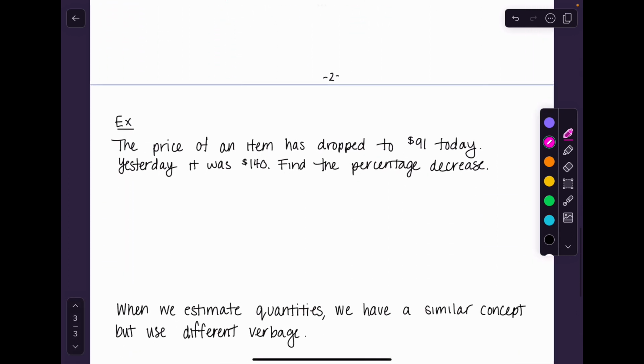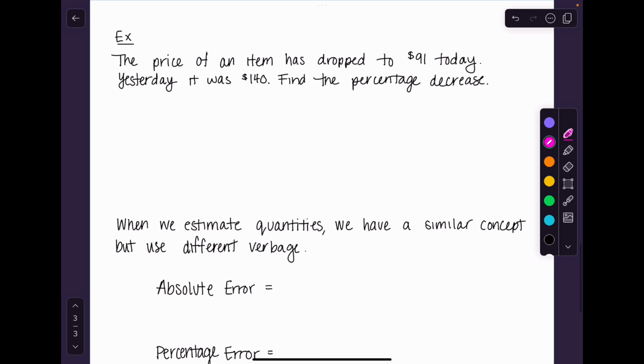Let's try another one. The price of an item has dropped to $91 today. Yesterday, it was $140. We want to figure out what is the percentage decrease. Okay. So again, just labeling my pieces. Yesterday was the starting value, so this is the original amount. Today it's 91, so this is my new amount. So if I want that percentage decrease or that percentage change, we're just finding the relative change. So I'm going to take my new value, subtract the original, and divide it by the original.